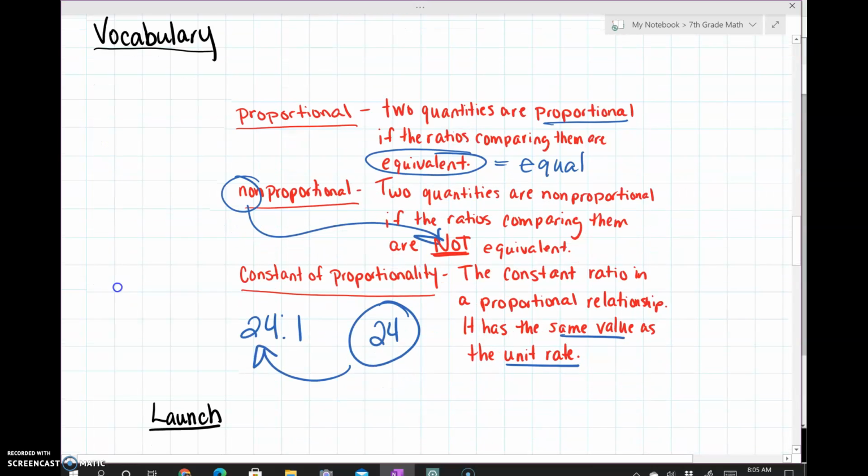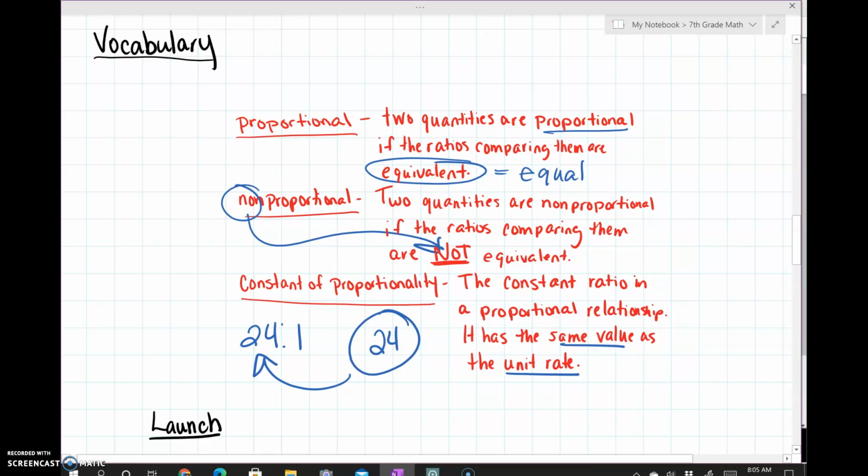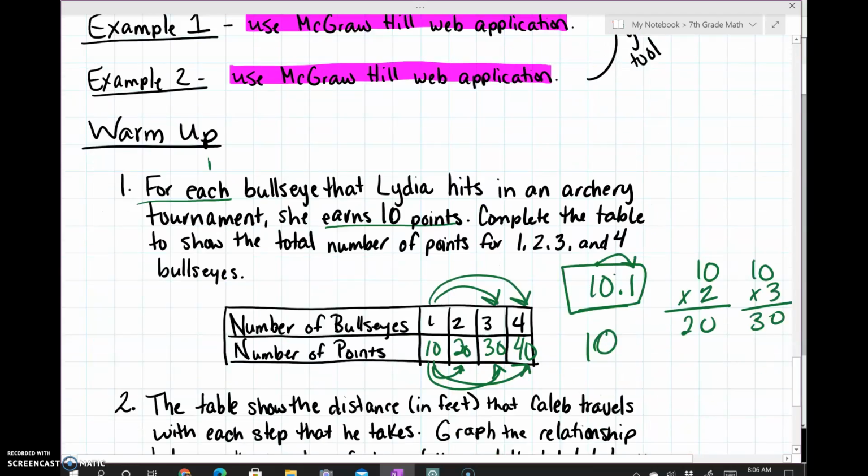Just a quick reminder of your vocabulary. Proportional means that the ratios comparing them are equivalent. When I have my table filled out, it's the same ratio for every single one. Non-proportional: two quantities are non-proportional if the ratios are not equivalent. So if I have different ratios in each table part, or if my line doesn't go through the origin. And then the constant of proportionality is that number that I multiply my units by. So the number of steps I took, I would multiply by how many feet in our example today.